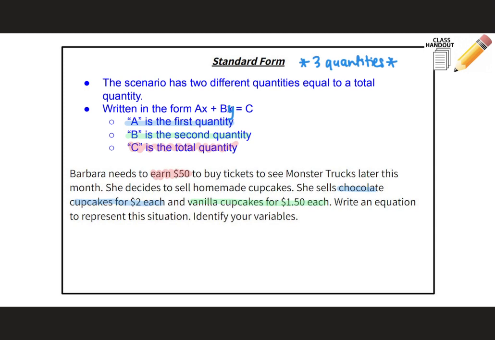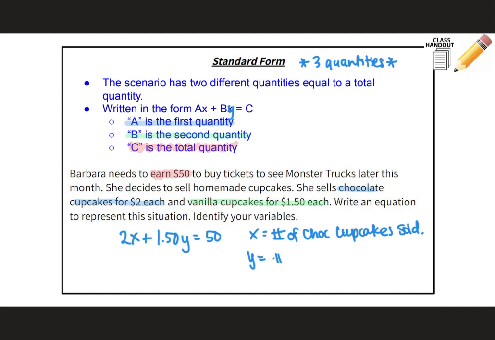Writing this equation, the first quantity is 2, so it's 2x plus, the second quantity is 1.50y, equal to 50, where x represents the number of chocolate cupcakes sold and y represents the number of vanilla cupcakes sold.